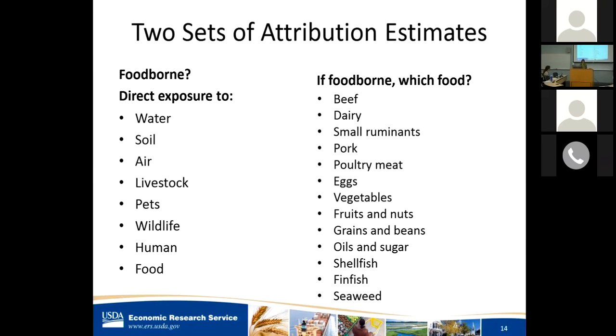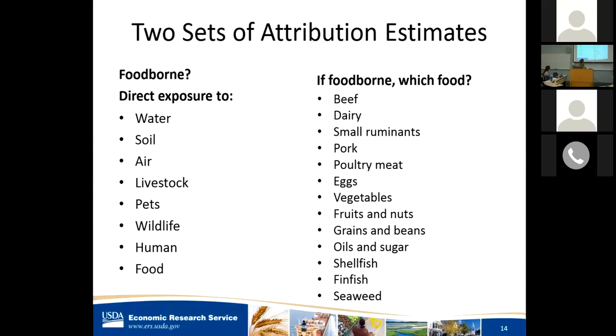We did a large, really quite a large primary research study to get attribution estimates that were used in the global burden of disease work. We looked at two types of attribution questions. First, is this a foodborne disease at all? And in that, we wanted to actually have estimates of the alternative major exposure routes. And then given that it was foodborne, which foods were causing the disease?